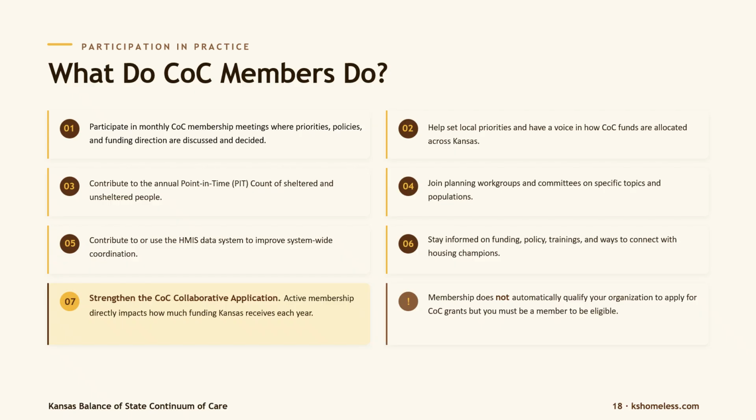They stay informed on funding opportunities, policy updates, training events, and importantly, they strengthen the collaborative applications submitted to the Department of Housing and Urban Development. Active membership directly impacts how much funding Kansas receives. COC membership does not automatically qualify an organization to apply for COC program grants. Applying for funding is a separate process with its own eligibility and capacity requirements. However, membership is a prerequisite to that process, and it is where every funded organization starts. More importantly, membership is how you begin contributing to the work of preventing and ending homelessness in Kansas.